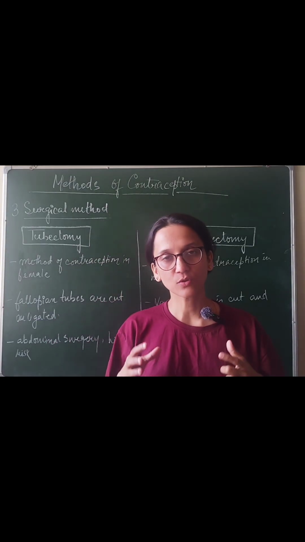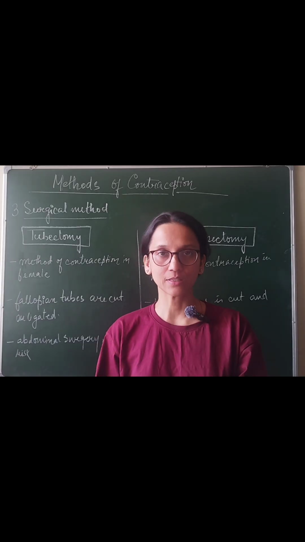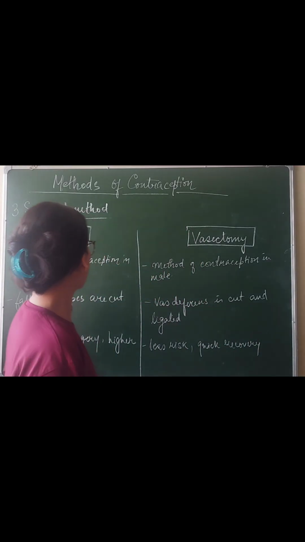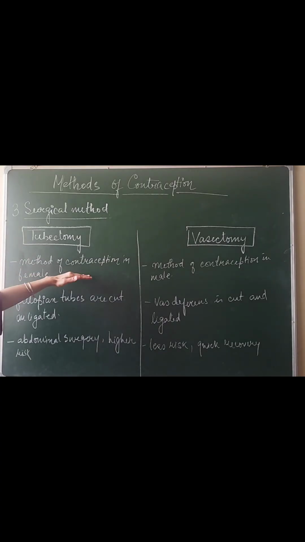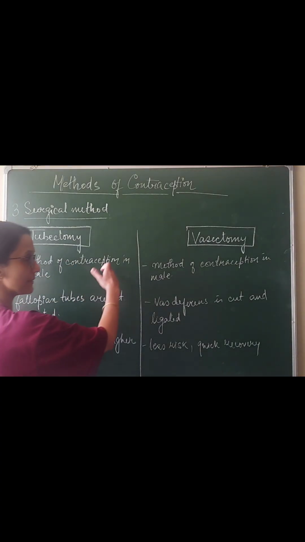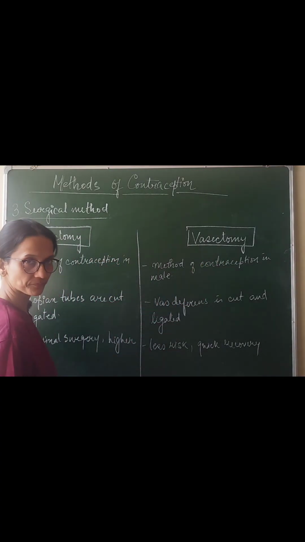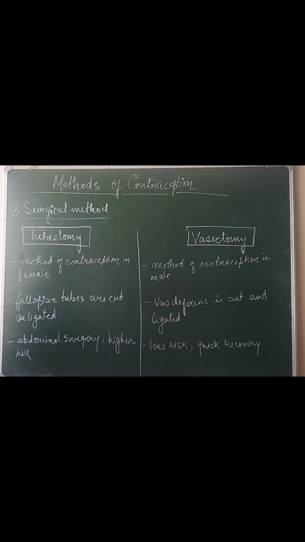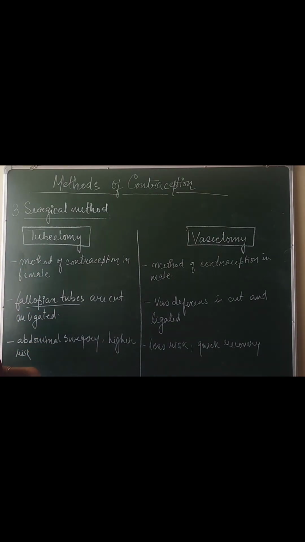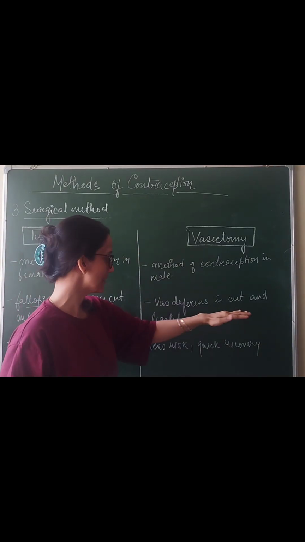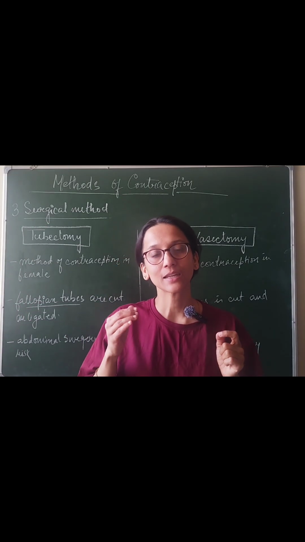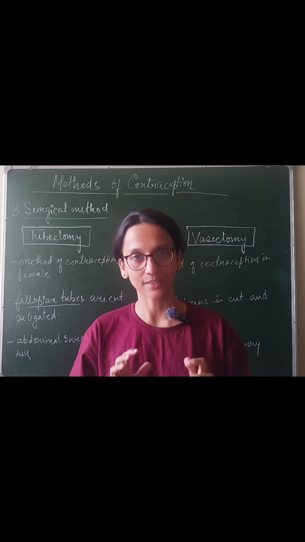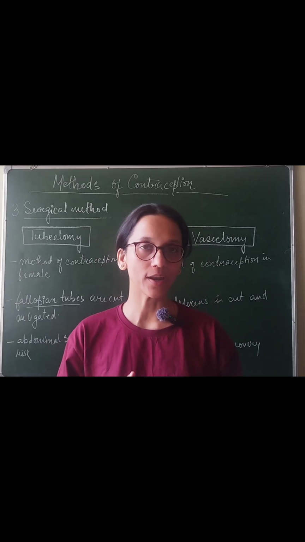The last method is known as the surgical method, which differs in male and in female. So in case of female, this is known as tubectomy. It is a method of contraception in female, and the same in male is known as vasectomy. Now in case of female, the fallopian tubes are cut and ligated, that means tied, whereas in male the vas deferens is cut and ligated. So in both the cases we have seen that the ducts that carry the sex cells are basically cut and ligated. However, there is one difference.